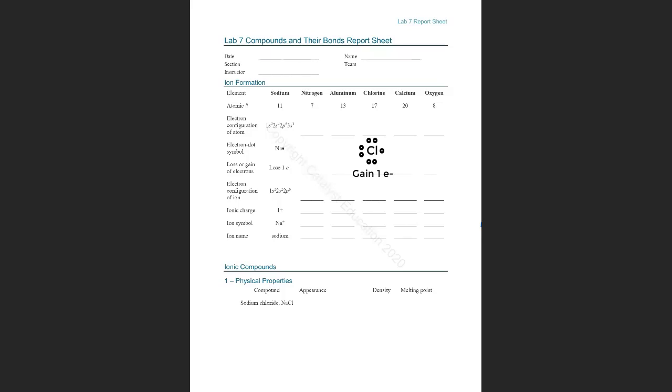And so the electron configuration, if it gains 1 electron, it's just going to have 1 more than it did previously. It'll be 1s2, 2s2, 2p6, 3s2, 3p6.